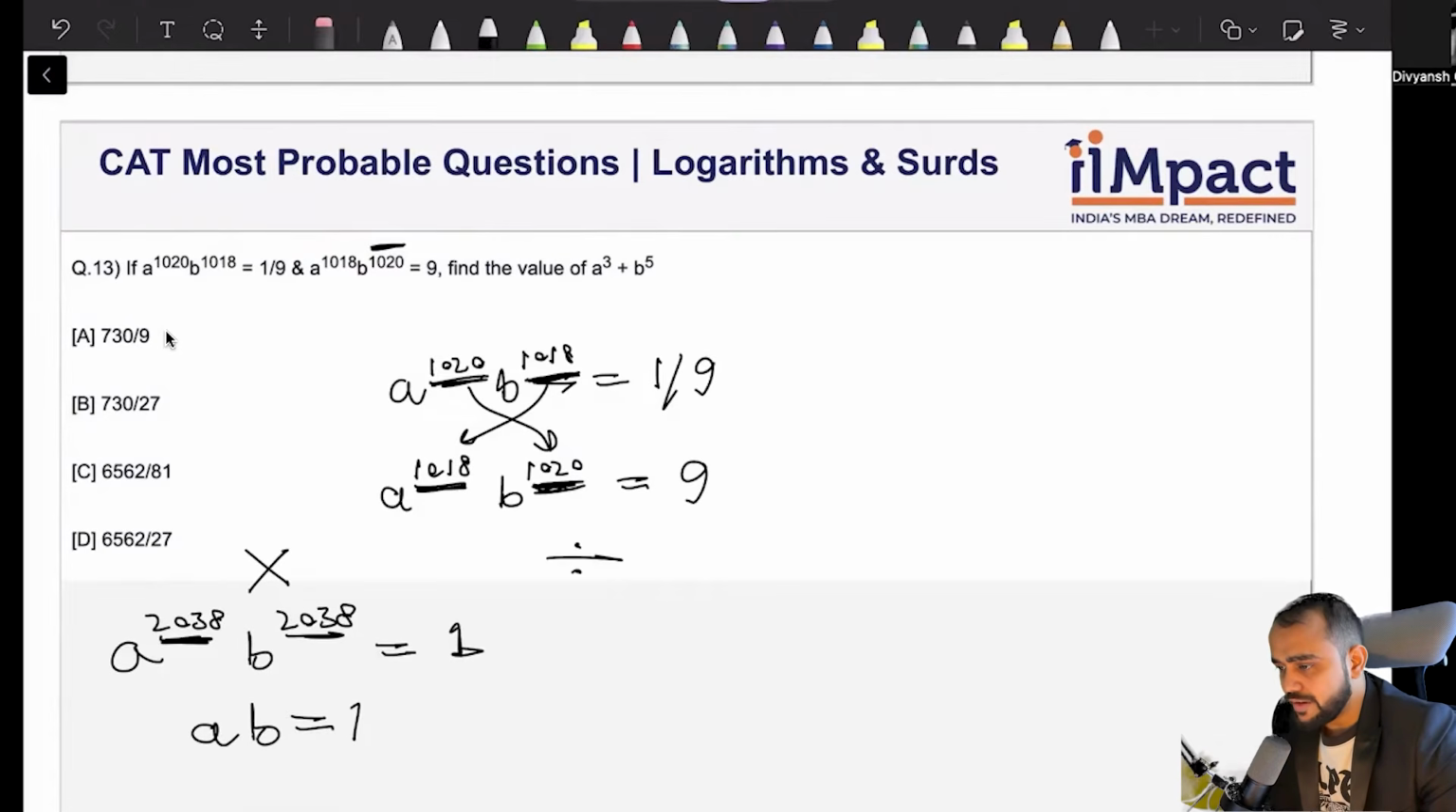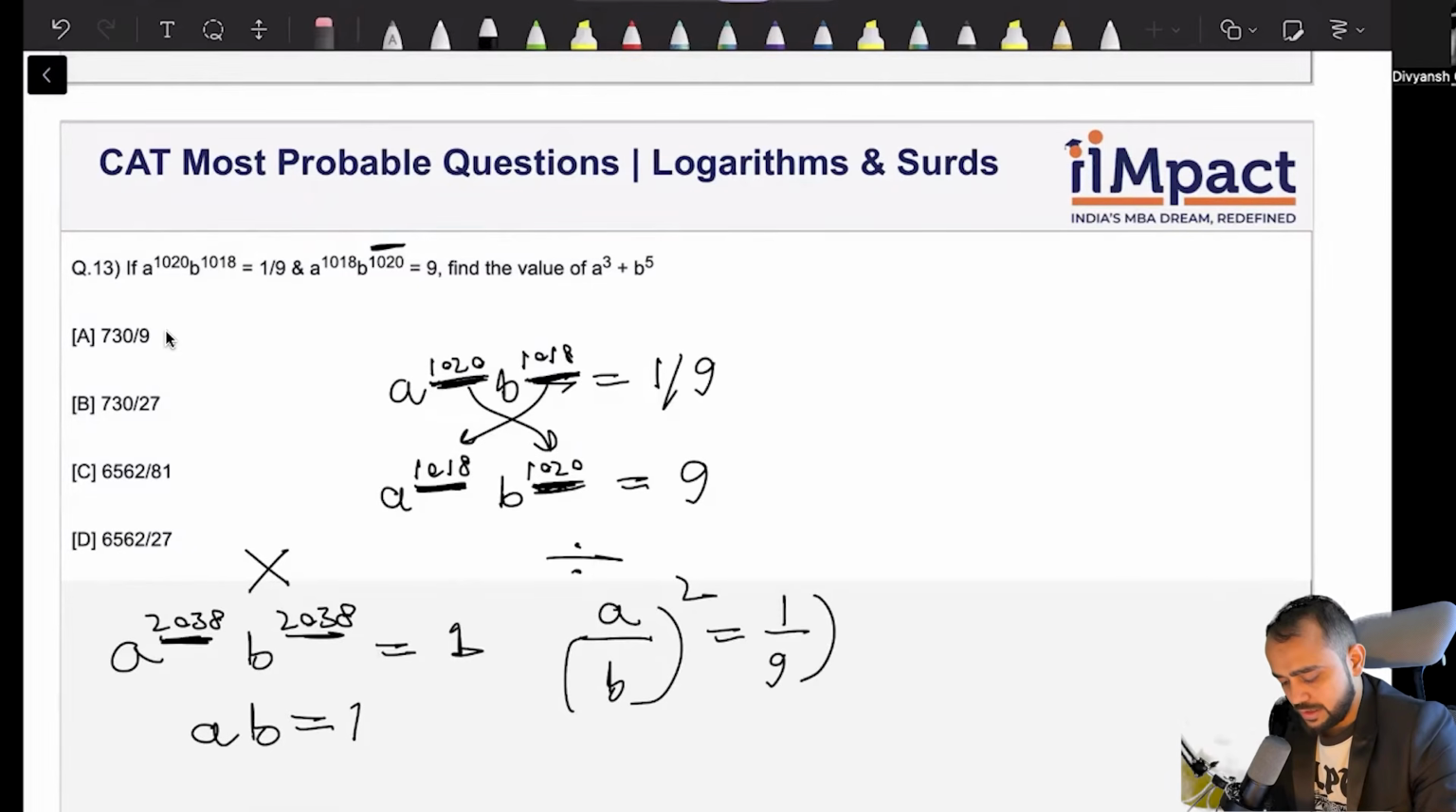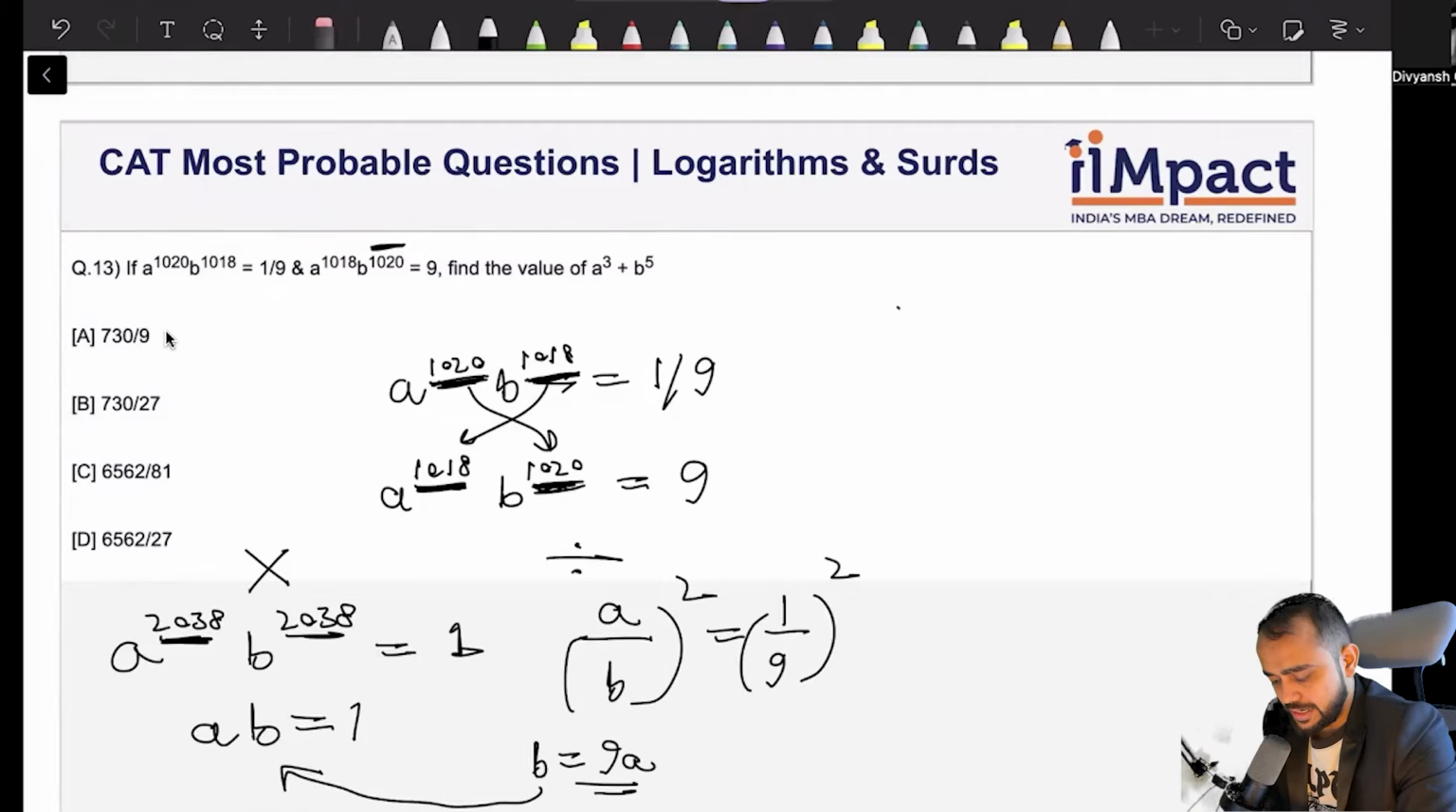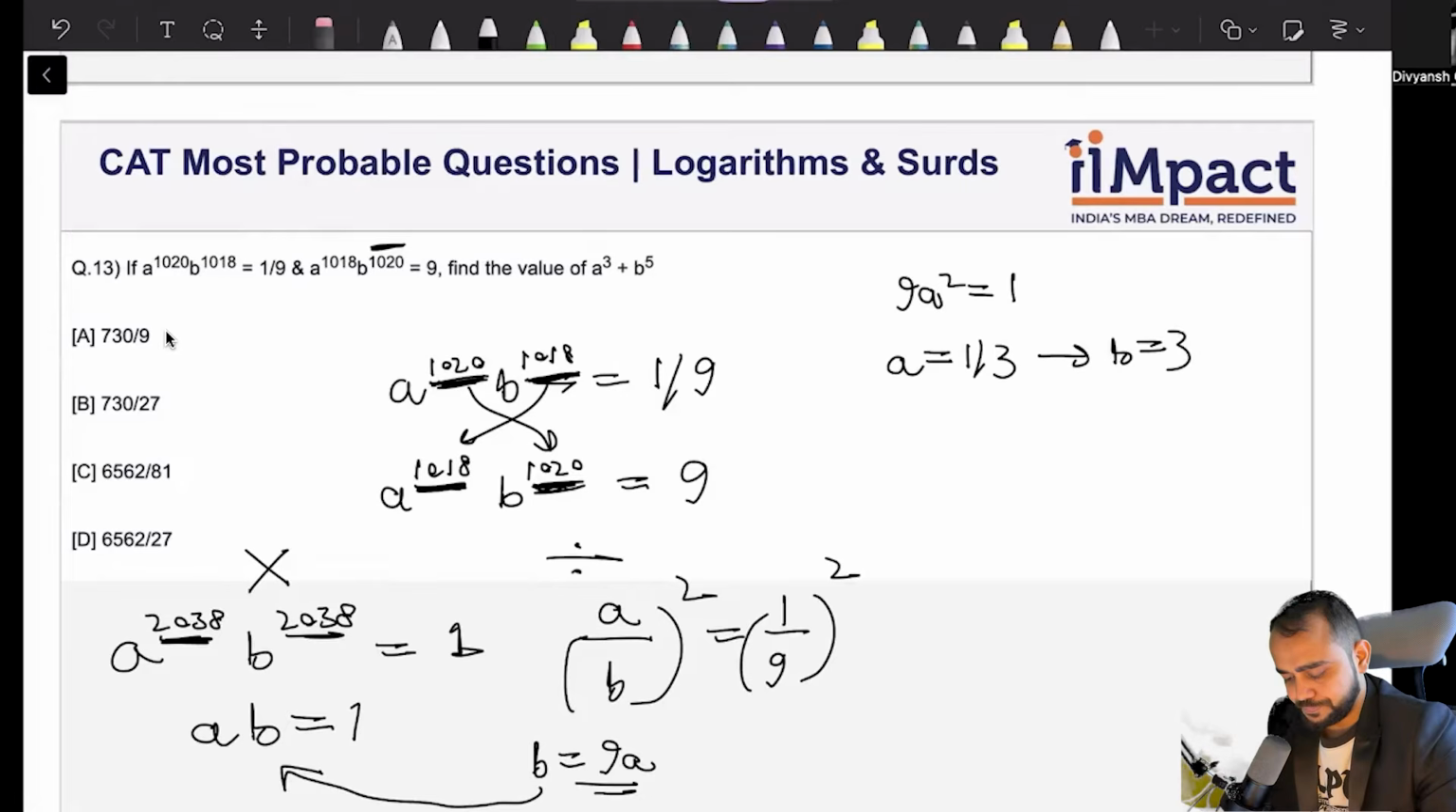Now if I were to divide these two, I will get A by b whole square, because 1020 minus 1018 is 2, and for b the power will be minus 2, so I can write it like this, is equal to 1 by 9 whole square, which gives me b is equal to 9a. If I substitute this back, I will get 9a square is equal to 1, or a is equal to 1 by 3, which means b is equal to 3.